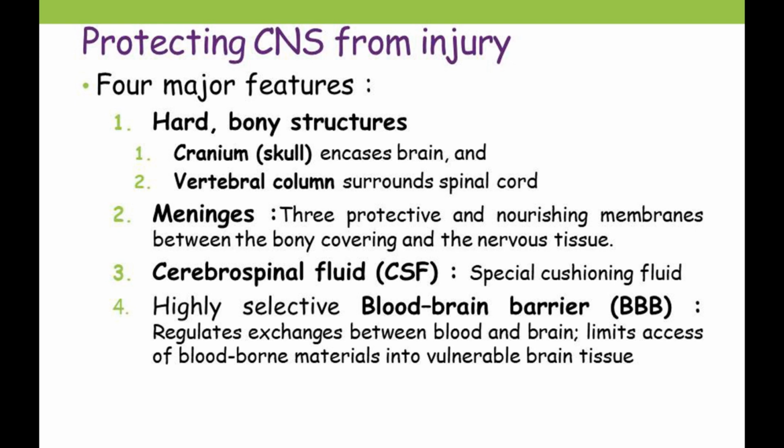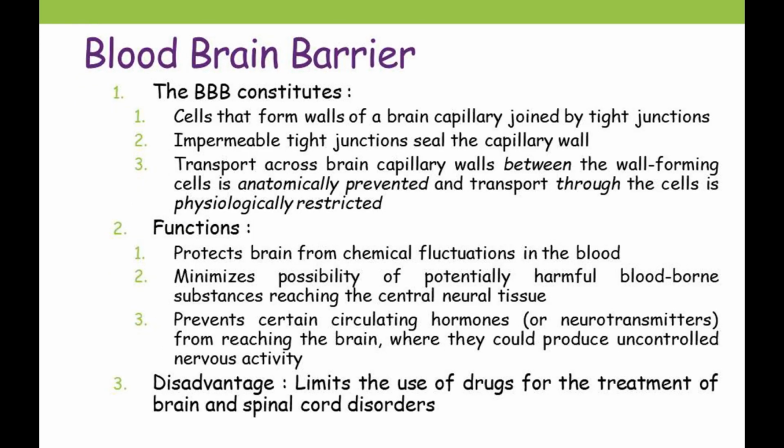So the blood-brain barrier consists of cells that form the walls of a brain capillary, which are joined by tight junctions, and these impermeable tight junctions seal the capillary wall. Transport across the brain capillary walls between the wall-forming cells is anatomically prevented and transport through the cells is physiologically restricted.